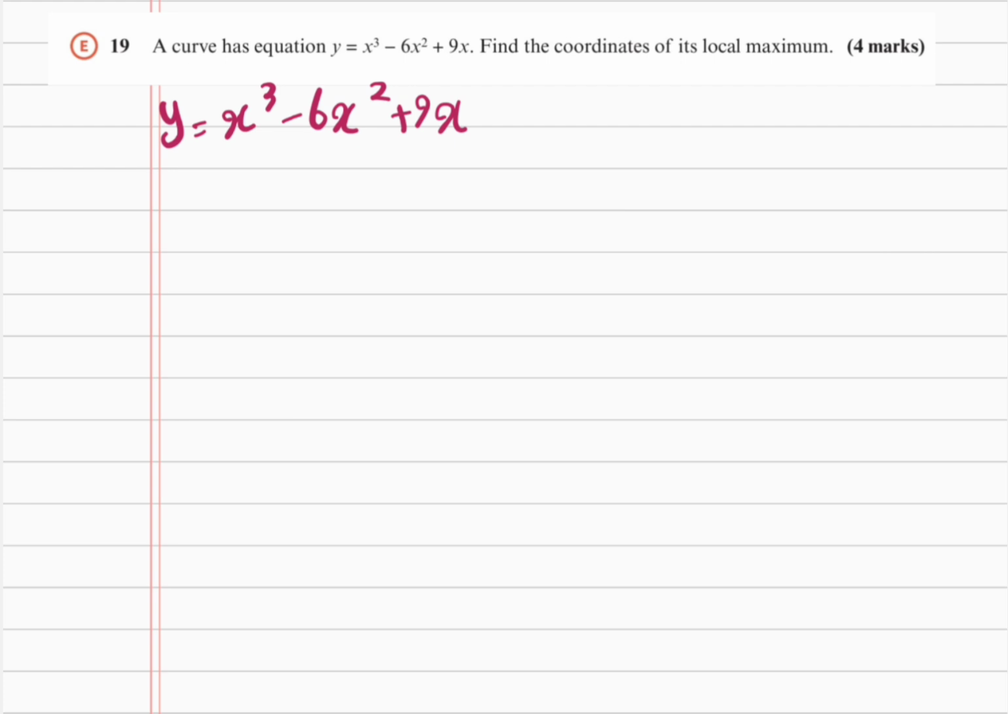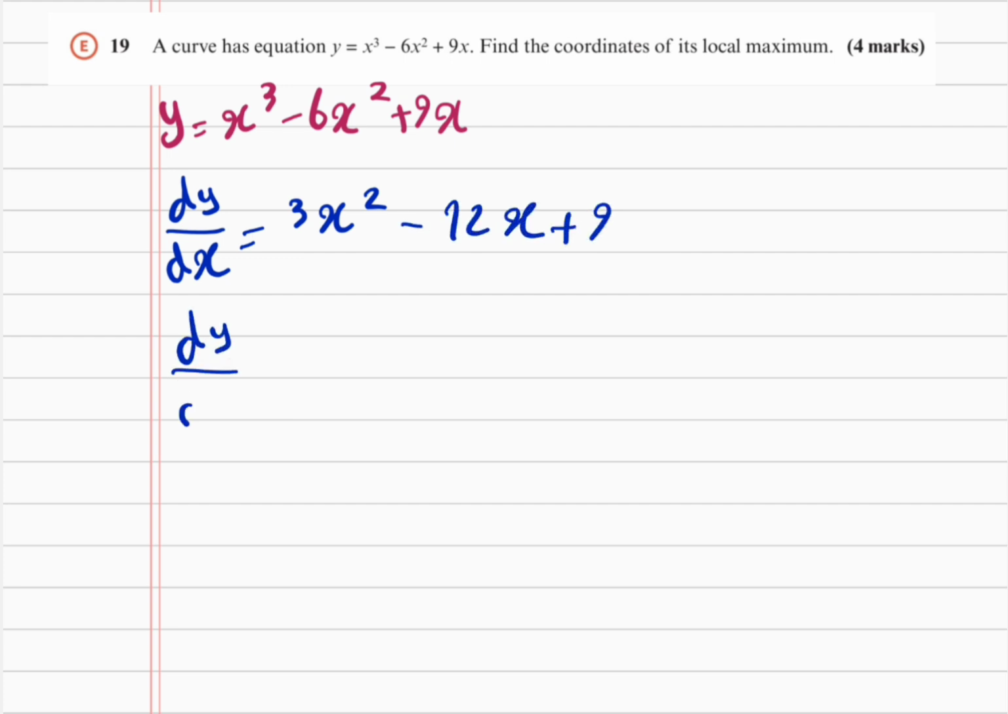So we first need to find the first derivative because that helps us to find the stationary points of this curve. And once we have the stationary points, then we find the second derivative and use that to determine the nature of the stationary points. So dy by dx is equal to 3x squared minus 12x plus 9. And now we set this equal to 0 to find the stationary points.